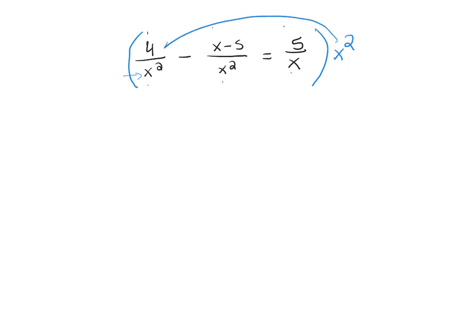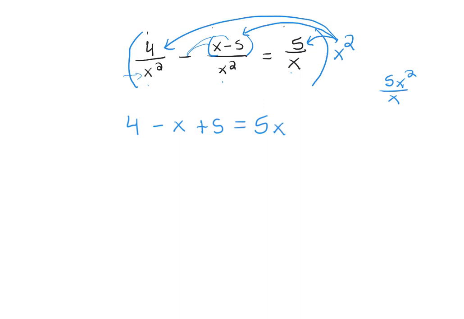So let's think about this. That would be 4x squared over x squared, so it simplifies to just 4. Multiply here, I would have x minus 5 times x squared over x squared. The x squareds would cancel, so I'm left with minus x, and that would turn into plus 5. And then equals, when you multiply here, you'll have 5x squared over x, which simplifies down to 5x.